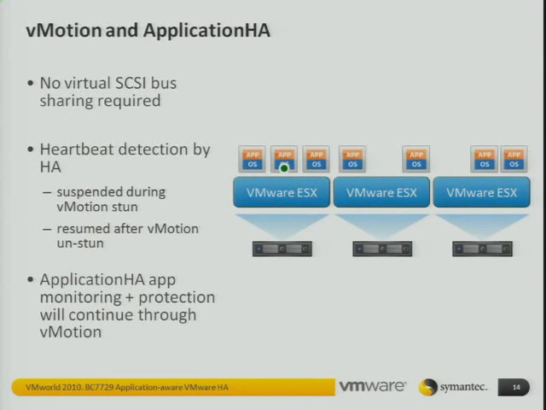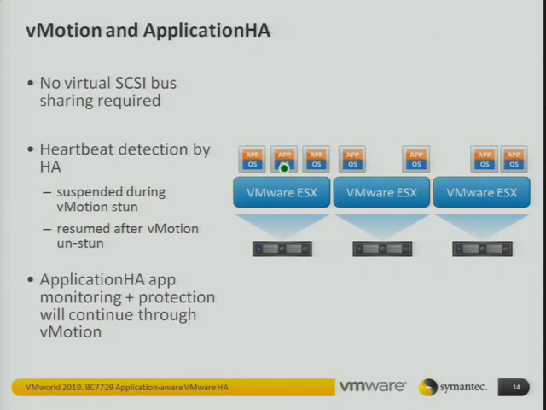Let me double-click on vMotion specifically, because that's really the underlying capability that enables DRS and DPM, things like that. First of all, no virtual SCSI bus sharing is required. Like I mentioned, there's only one VM, so you don't really have to share the bus with other virtual machines, and that enables you to use vMotion.